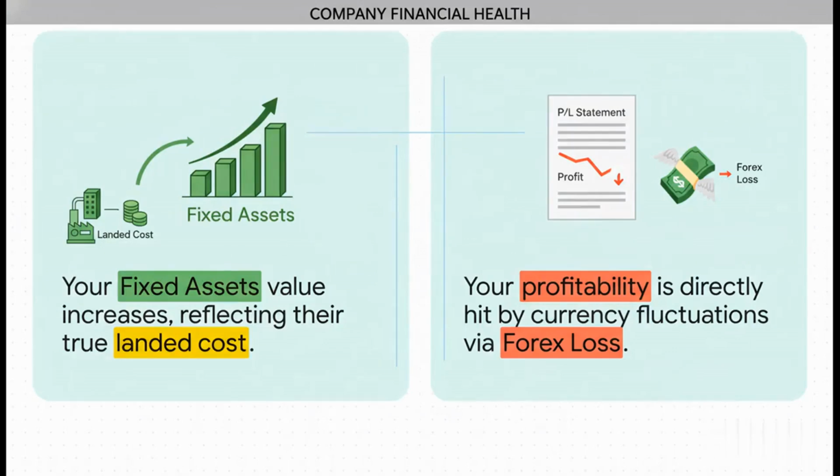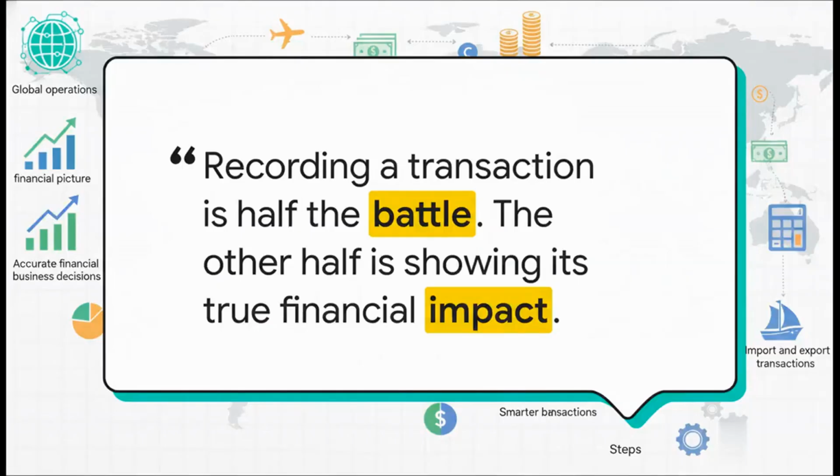On your balance sheet, doing this right makes you look stronger because your assets are valued correctly at their true cost. But on your profit and loss statement, every single one of these international deals, import or export, opens you up to currency risk that can literally eat away at your profits. You know, this quote really nails it. Getting all this right, it's not just about typing numbers into a computer. That's only half the battle. The other half is making sure those numbers paint a true financial picture of what's happening. That's how you make smart decisions.